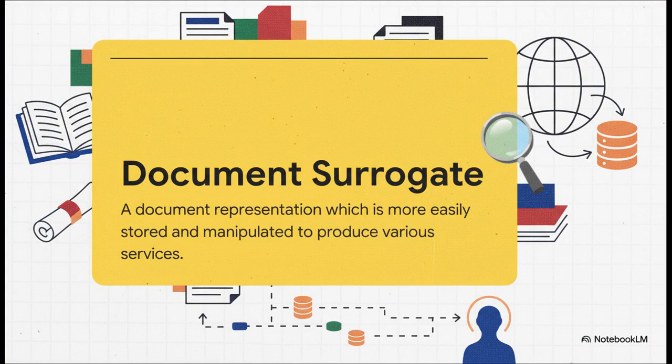And here is a fantastic definition straight from a 1974 U.S. Geological Survey guide. A document surrogate is a representation of the original. So what does that really mean? The key thing here is that it's not the document itself, but a smaller, much more manageable version. It's specifically designed to be easily stored, searched, and used to help people like you and me find the original.